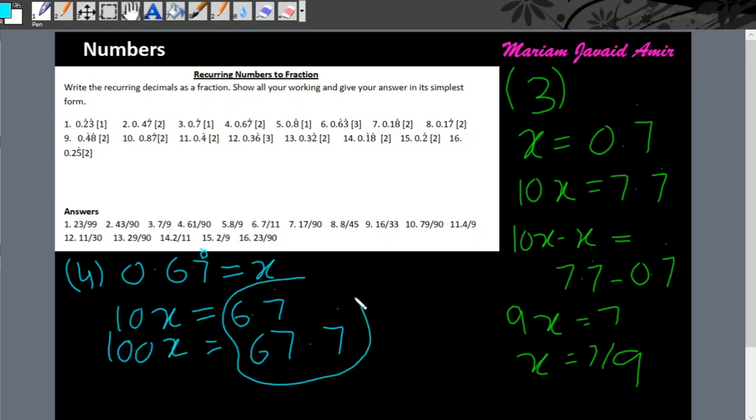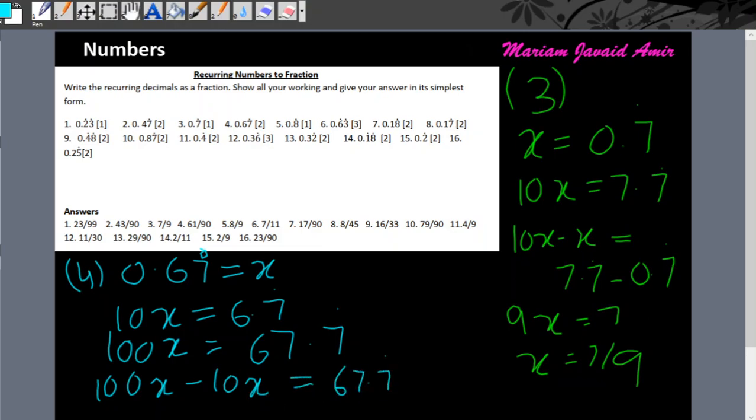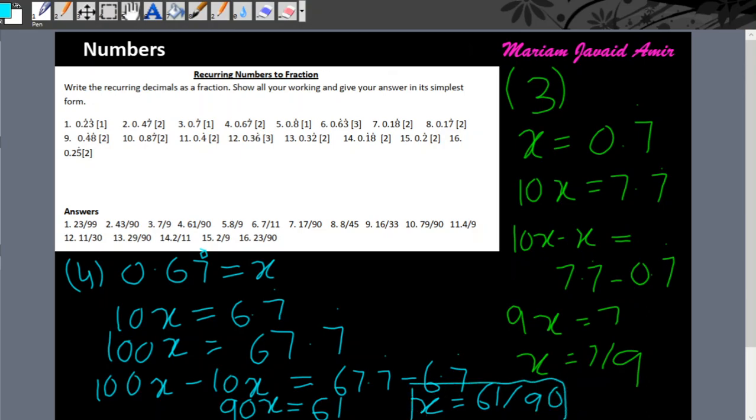Now if we subtract these two, the recurring 7s will get eliminated. So 100x minus 10x equals 67.7 recurring minus 6.7 recurring. So we're left with simply 67 minus 6, which is 61. So we get 61 here and we get 90 here. So the answer would be 61 over 90 for question 4.